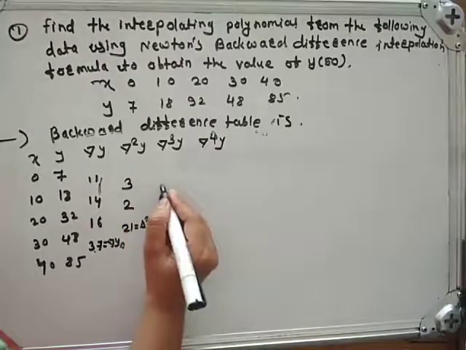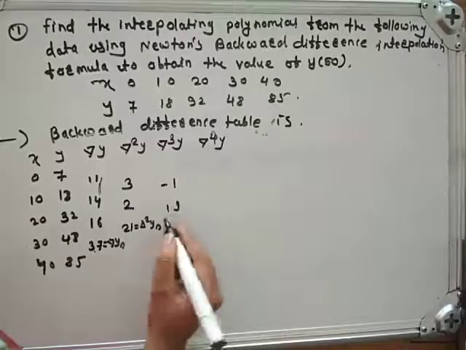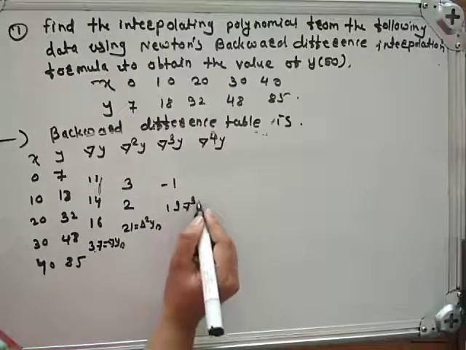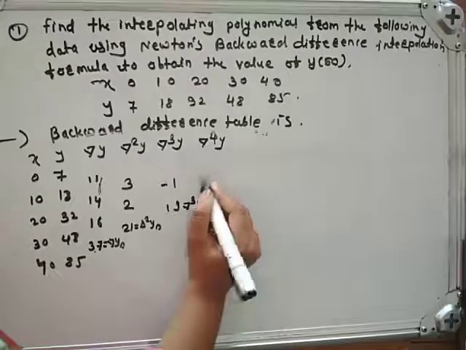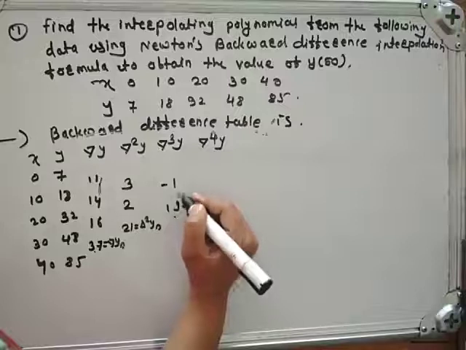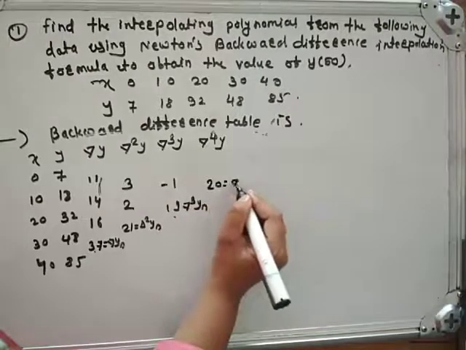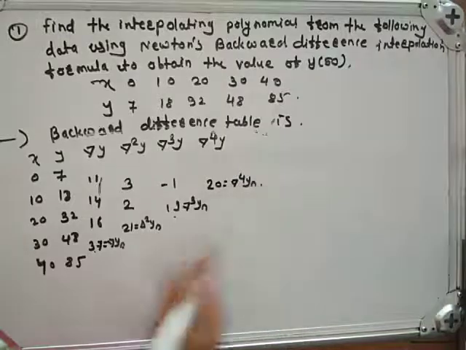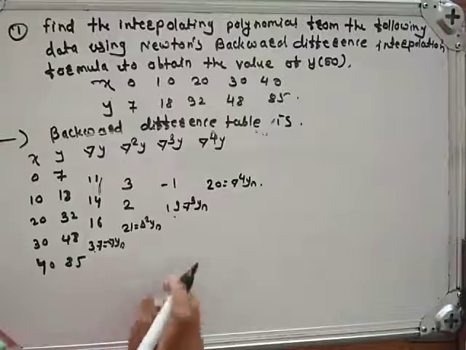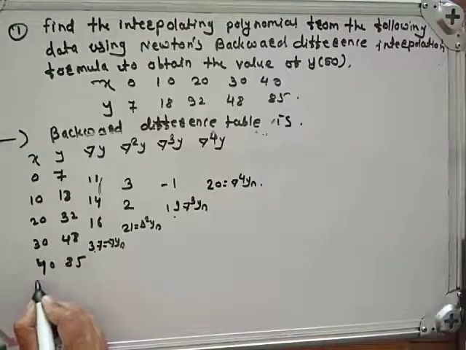2 minus 3 is minus 1. 21 minus 2 is 19. This is del cube y n. And 19 minus minus becomes plus 1 is 20, which is equal to del raised to 4 y n. Okay. Now write down the Newton's backward difference interpolation formula.